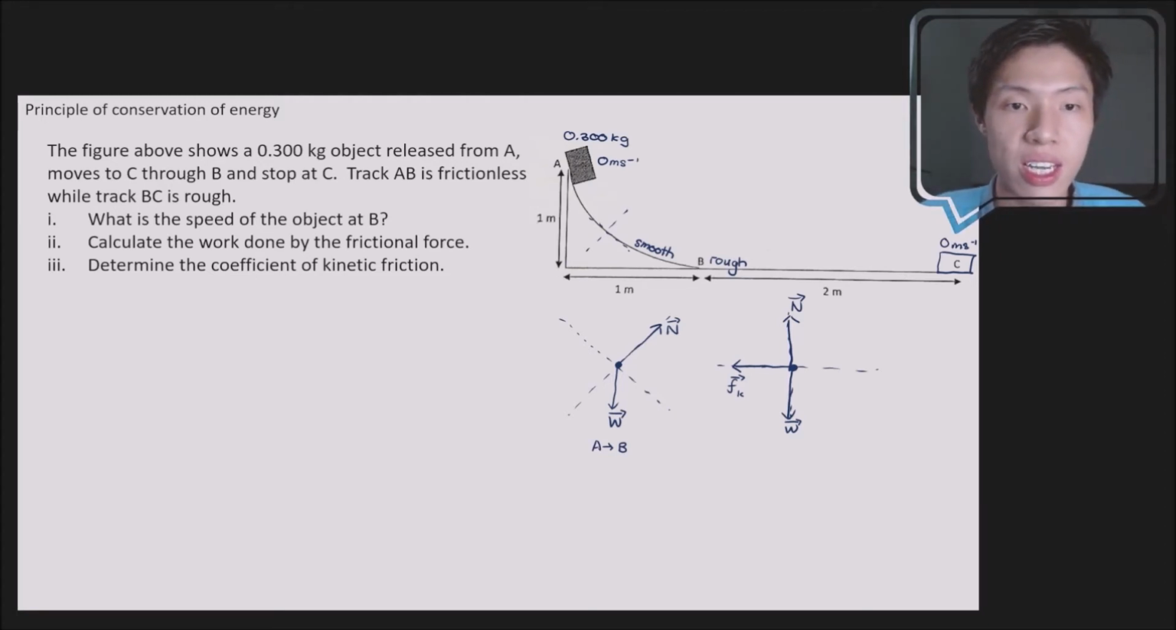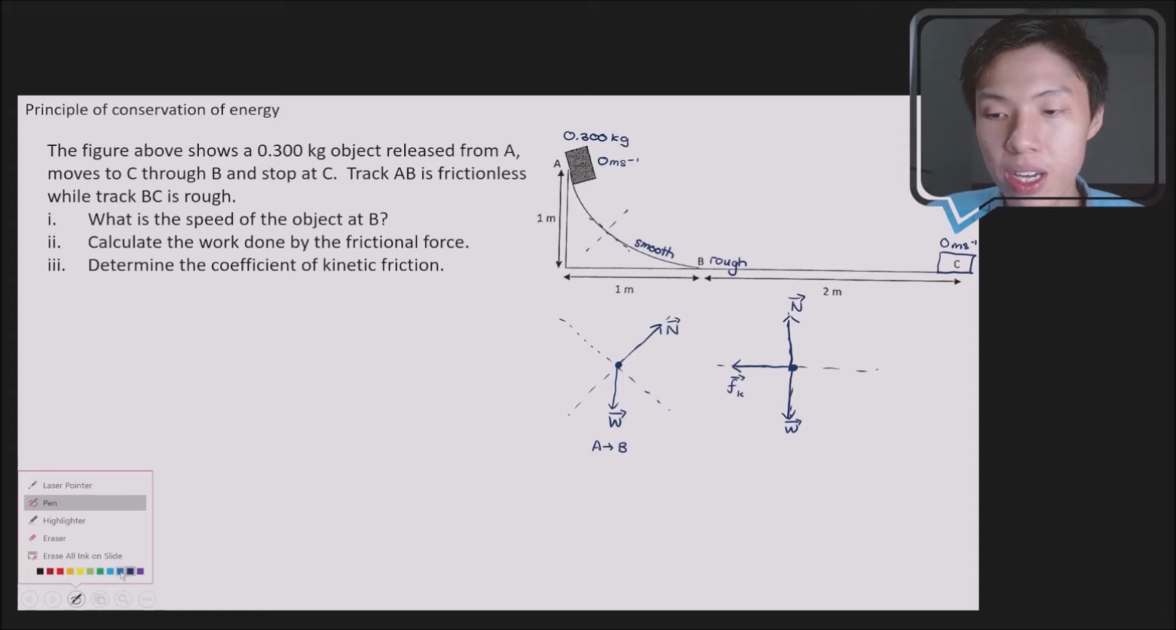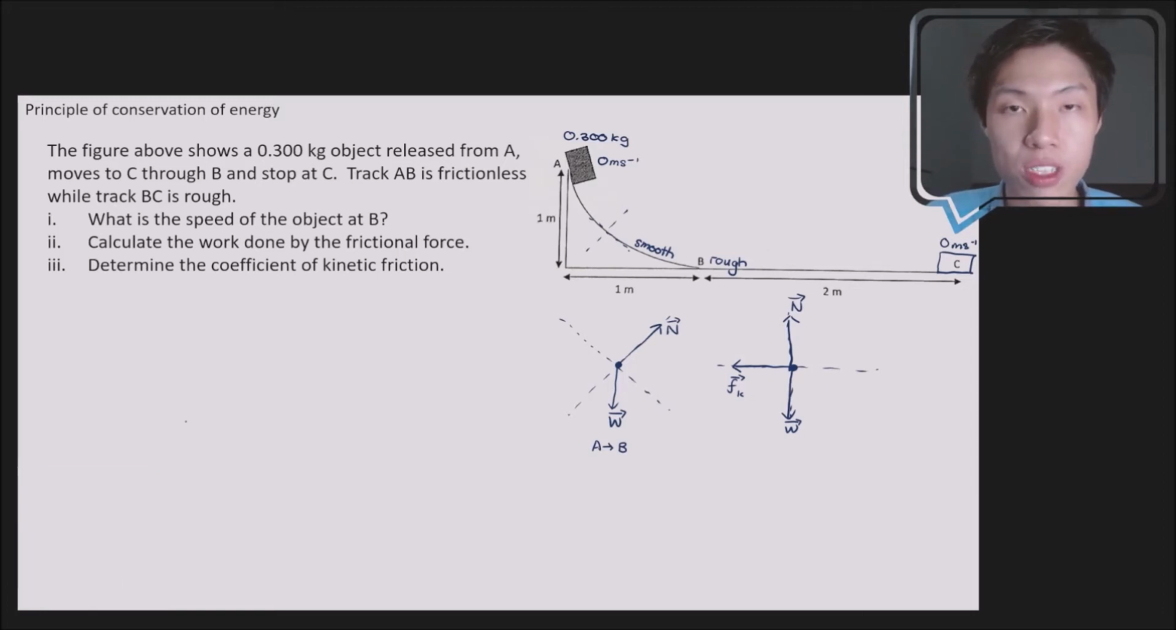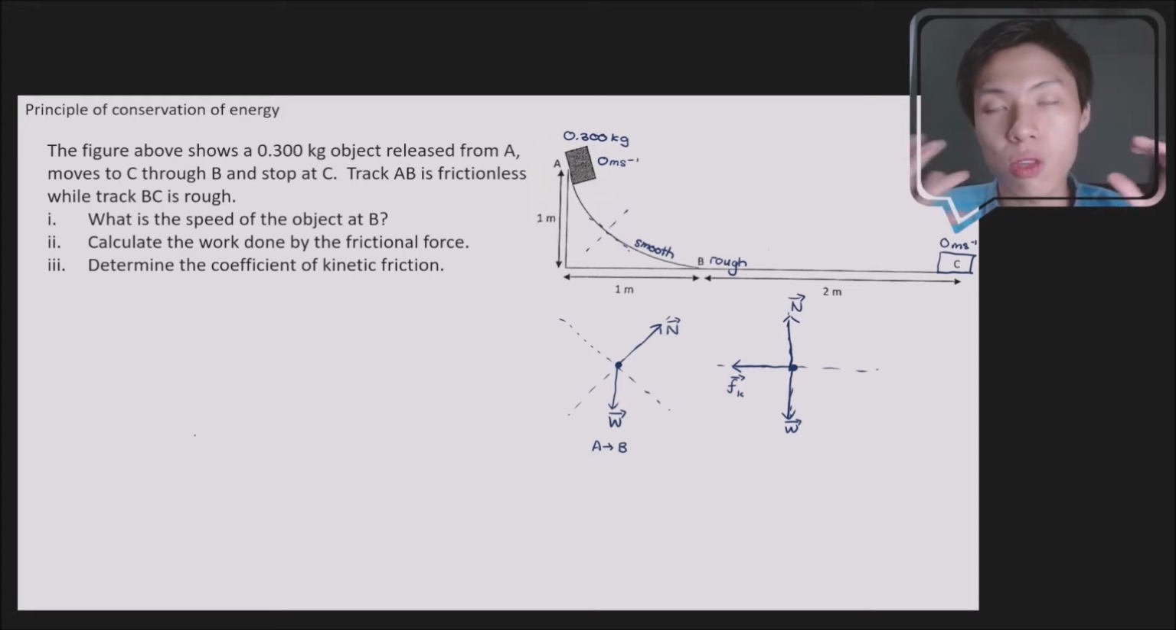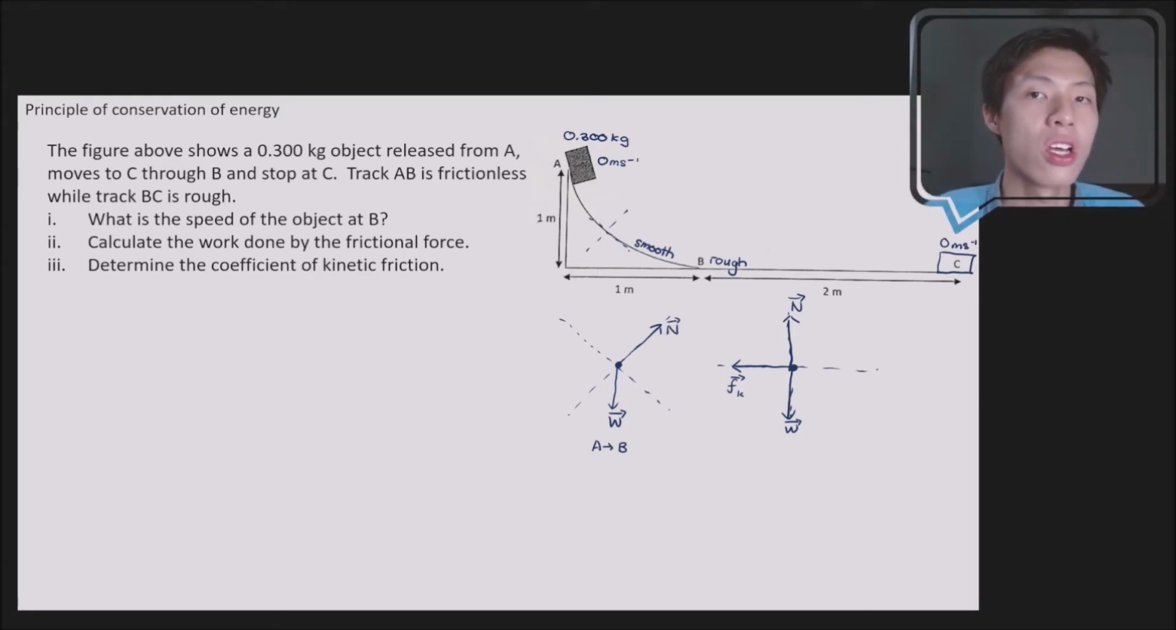So this is the free body diagram for the object while it is in motion from position B to position C. Let's determine whether the principle of conservation of mechanical energy can be used or not. For the principle of conservation of mechanical energy to be used, you have to make sure that the total work done by the non-conservative force equals 0. So the work done by non-conservative force should add up to 0, or there should be no work done by non-conservative force.